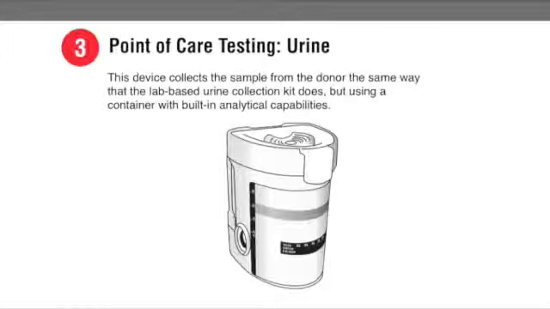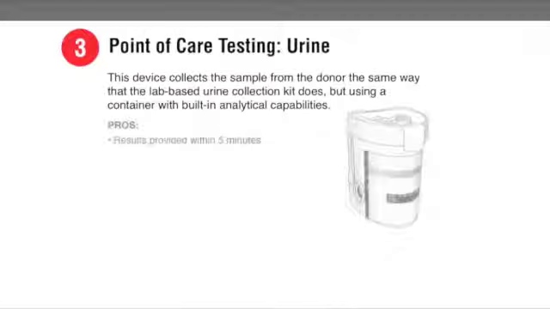There are no guarantees. For urine point-of-care testing, the sample is essentially collected the same way as a lab-based urine collection, but using a container with built-in analytical capabilities. The sample in this case is tested or screened immediately on site, thereby eliminating the time needed to ship negative screening test specimens to the lab for analysis. That means it provides an initial screening test result within 5 minutes.